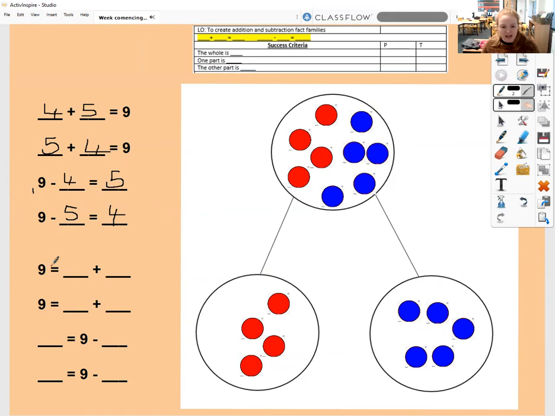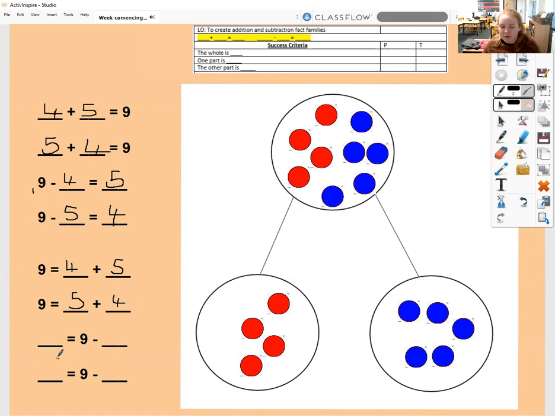Our next fact family is an addition fact family and we are starting with the whole. So the whole, which is 9, equals one part plus one part. So let's have a look. 9 equals one part, which is 4, plus one part, which is 5. Fantastic. And our next is an addition number sentence. So our whole is 9. 9 equals, well, we've already said that 9 equals 4 plus 5. So this time we're going to swap our parts over and we're going to say that 9 equals 5, this part first, 1, 2, 3, 4, 5, plus our remaining part, 1, 2, 3, 4.